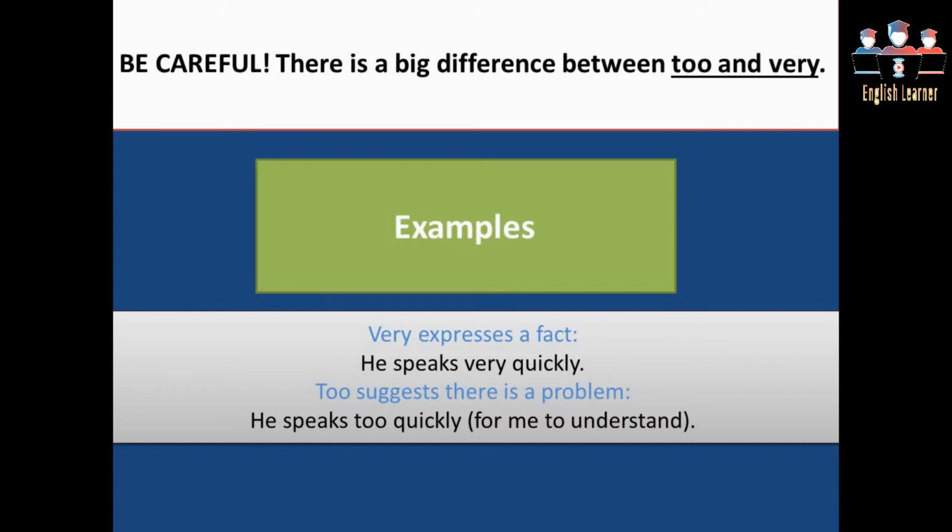Whereas too suggests there is a problem. For example, he speaks too quickly for me to understand. Now in this example, too is indicating that there is a problem, whereas a fact was expressed with very in order to strengthen the meaning of it. So students, you all are requested to focus on these points and have a grip on this topic by practicing it more than one time.